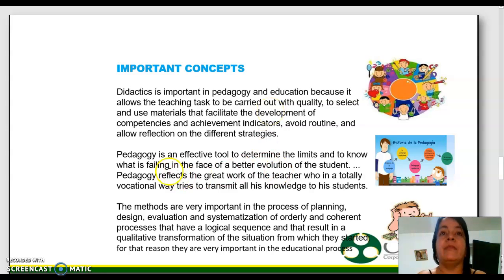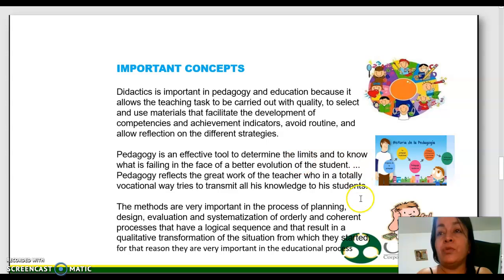Important concept. Didactics is important in pedagogy and education because it allows the teaching that we carry out, how we qualify it, and use materials to facilitate development, competencies and achievement indicators, and allow reflection on different strategies. Pedagogy is effective to determine the limits and to know what is failing. Pedagogy reflects the clear work of the teacher and the way they transmit has been connected to their students.